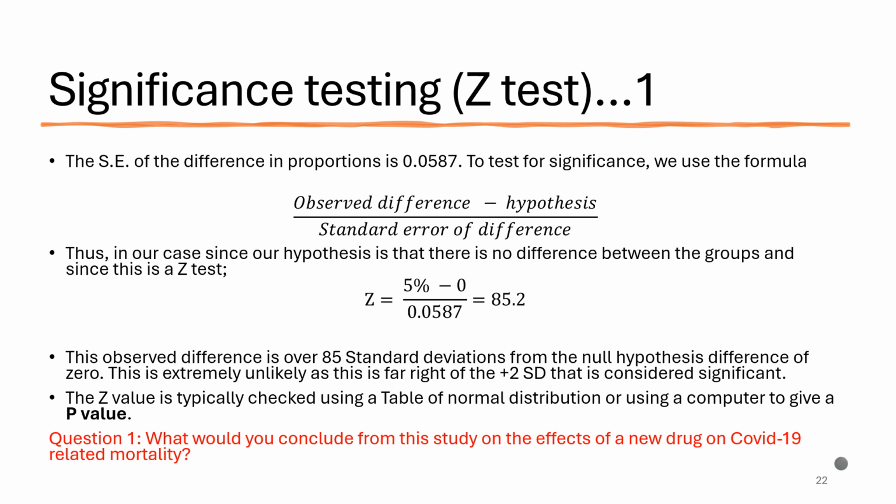The question here, this is your first among several questions. I would advise you to try and attempt them. This is a way of you assessing yourself. And we're not grading you on it or anything like that. It's just a way for you to test whether you are really understanding these concepts or not. So, what would you conclude from this study, given this result, on the effects of the new drug as it relates to COVID-19 mortality, right?